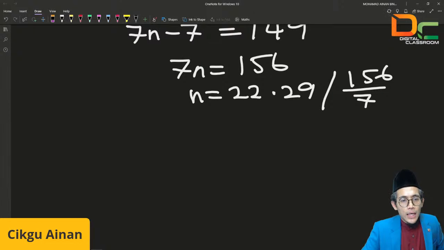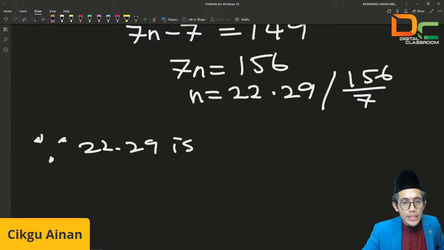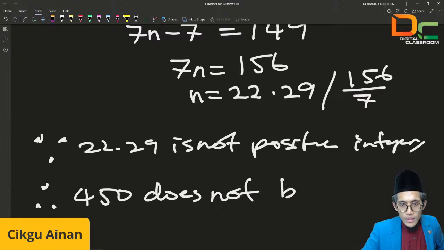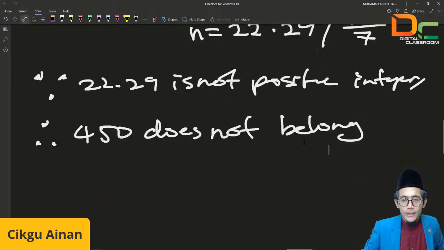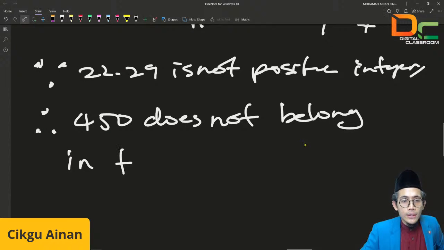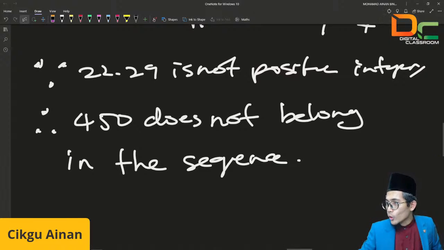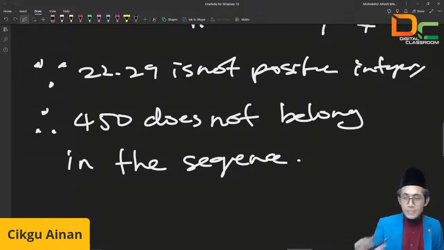Okay, so how to conclude? Since n is the number of terms, 22.29 is not a positive integer. Therefore, 450 does not belong in the sequence. Very good. Ramai cakap cannot. Boleh lah. I made this conclusion for you to understand it better.